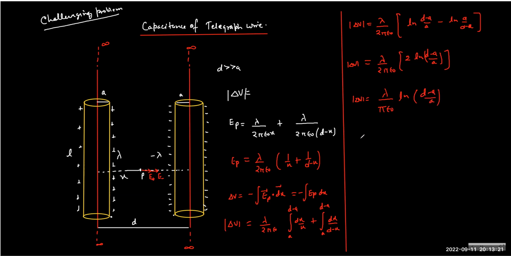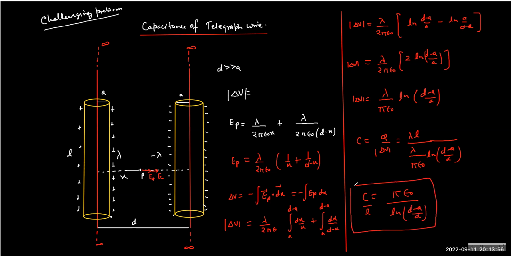So by definition, capacitance will be Q by delta V. We can take Q as lambda into L because we are doing it for length L of the wire. And delta V we got how much? So the C per unit length of the wire is as follows. For a telegraph wire we find the capacitance per unit length.